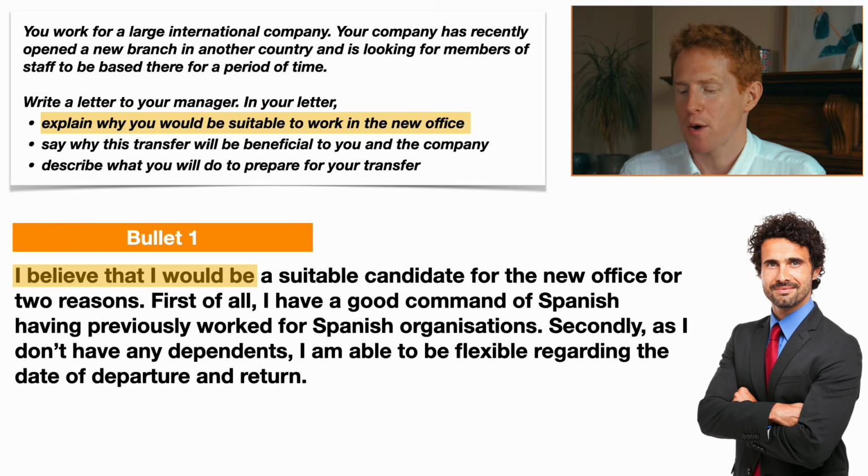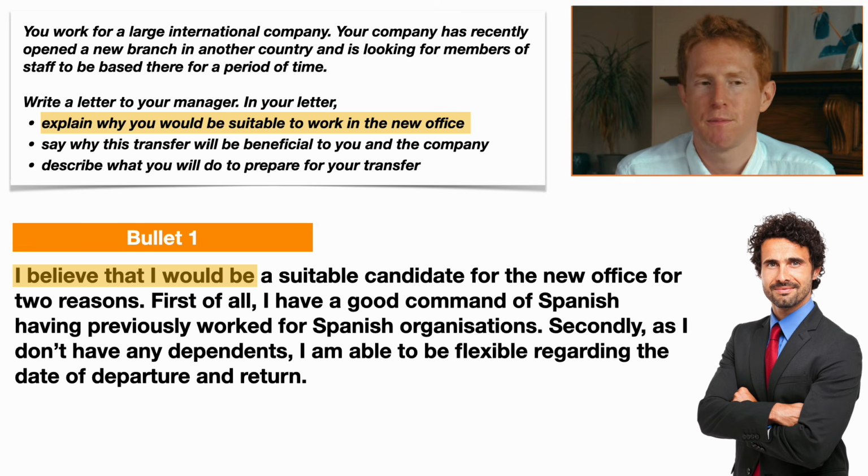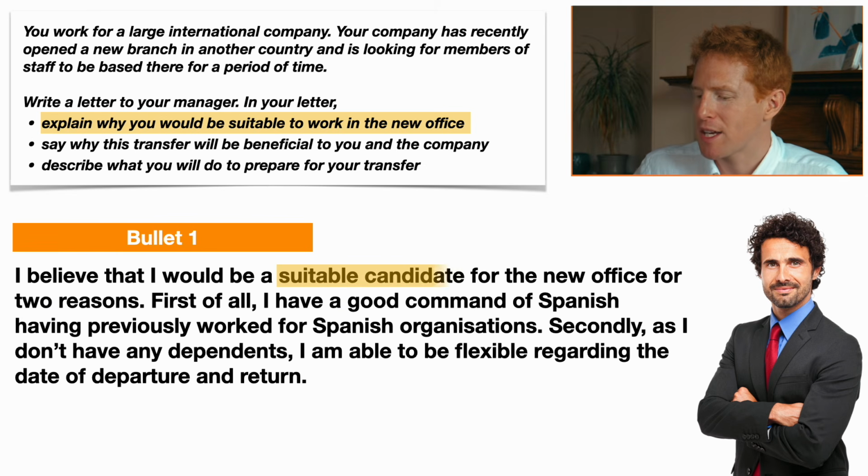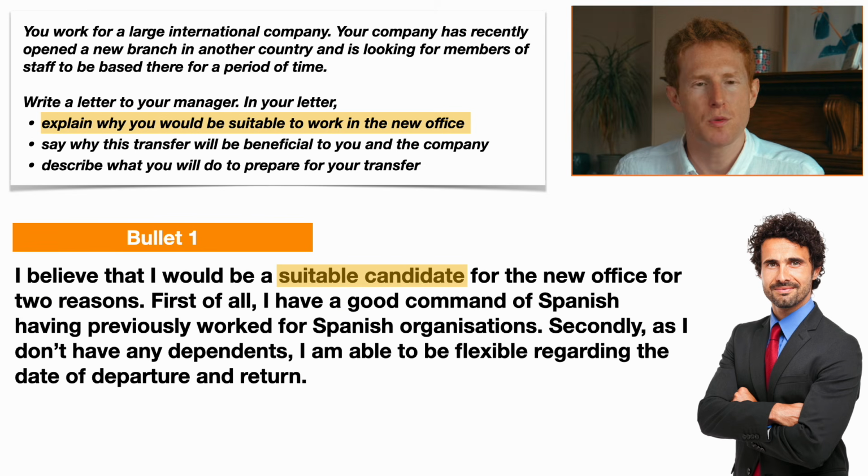I believe that I would be. Notice the way we're using quite formal language. I believe that I would be. So instead of saying I am, I believe that I would be. I believe that I would be a suitable candidate. So suitable candidate, a great chunk of language, not just a good person, a suitable candidate.